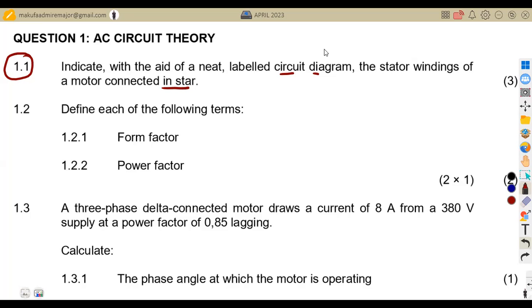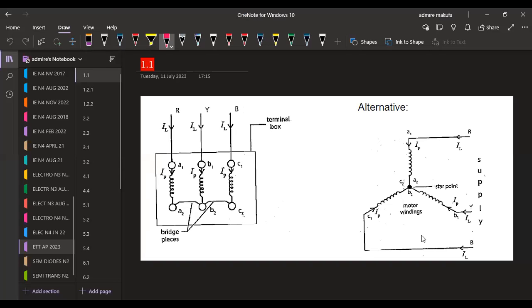So in a star connection, this is what we are going to have. What you need to indicate properly there, the major part, is to show your lines, in this case red, yellow, and blue, which come from our terminal box, also the bridge places. And we can have this in an alternative way, whereby we are having the star point here, the motor windings, this being our supply.